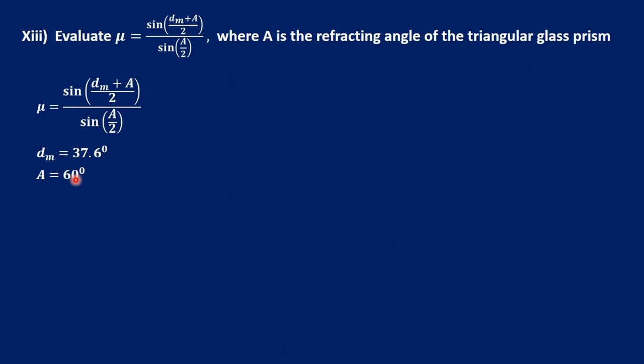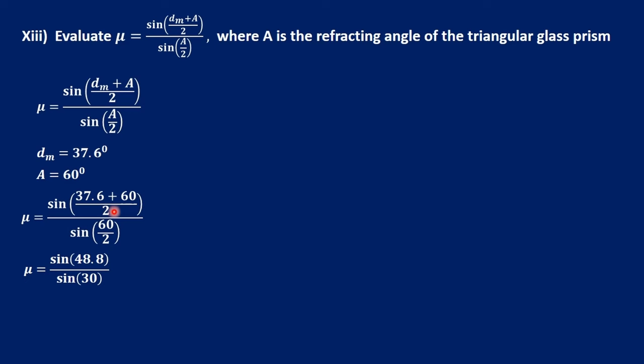So we are going to fix these values into the formula and evaluate. So we have sine (37.6 plus 60) all over 2 divided by sine 60 over 2. And 37.6 plus 60 divided by 2 is 48.8. And 60 divided by 2 is 30. And sine 48.8 divided by sine 30 is 1.50. And this value represents the refractive index of the triangular glass prism used for the experiment.